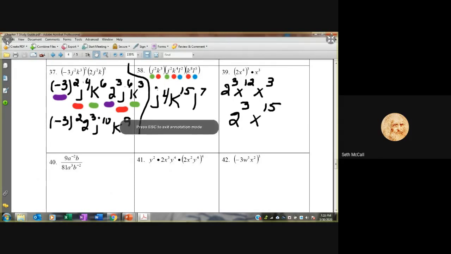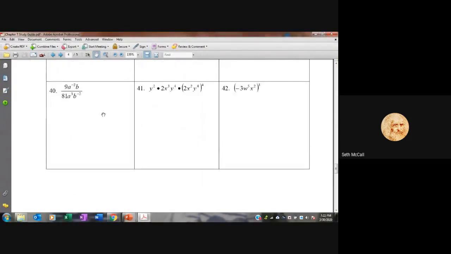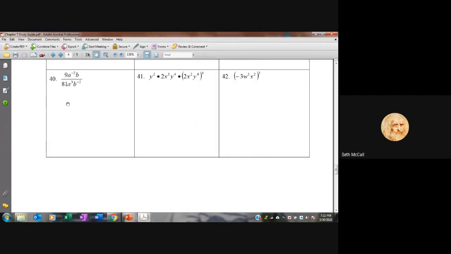All right, guys, we're on the last row. Let's scroll this down a little bit so we have some room to work. And let's look at this one. Once again, look at the numerator, nothing to simplify. Look at the denominator, there's nothing to simplify. You always want to check that first.